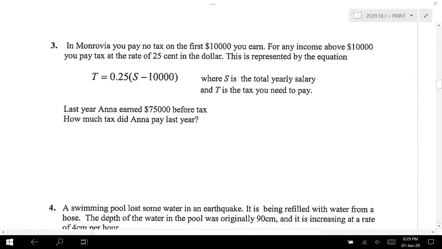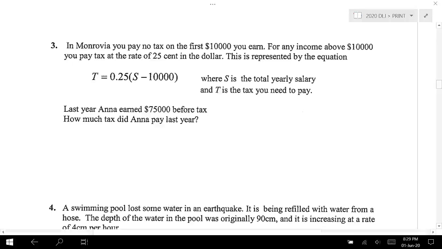Question 3. In Monrovia, you pay no tax on the first $10,000 you earn. For any income over $10,000, you pay tax at the rate of 25 cents on the dollar. This is represented by the equation t equals 0.25 times (s minus 10,000). So this is kind of weird because it's different from our y equals mx plus c because it's got this bracket.